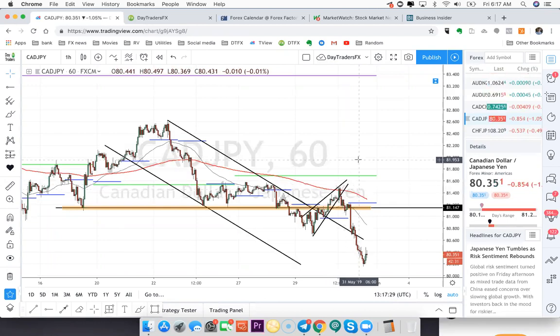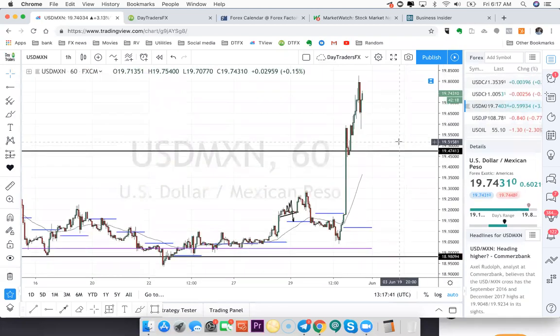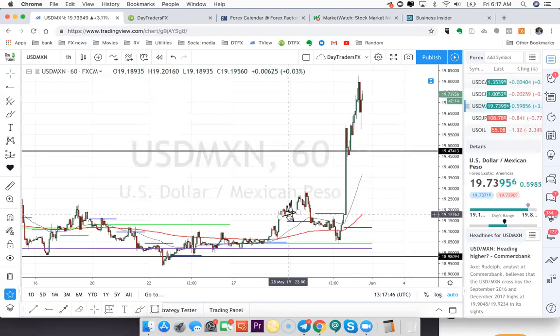What I want to do is use the opportunity to tie all of this in. I want to use the dollar Mexican peso as an opportunity for a little bit of discussion here. Did anybody trade this dollar peso up? Anybody trade this thing? Was anybody by any chance in this trade?